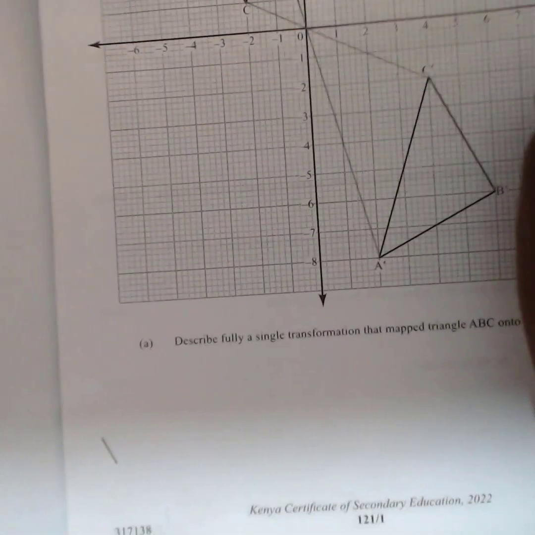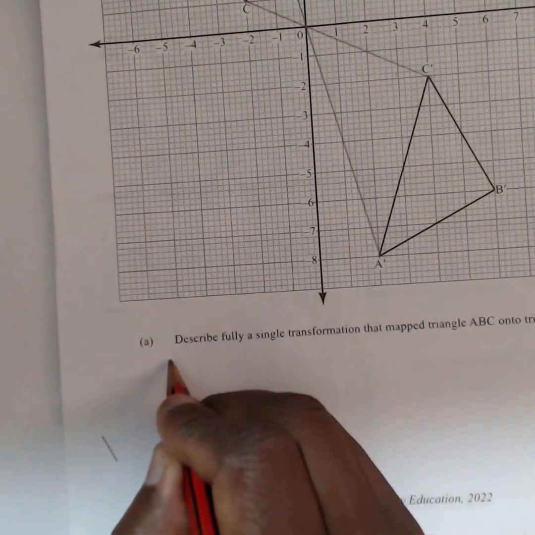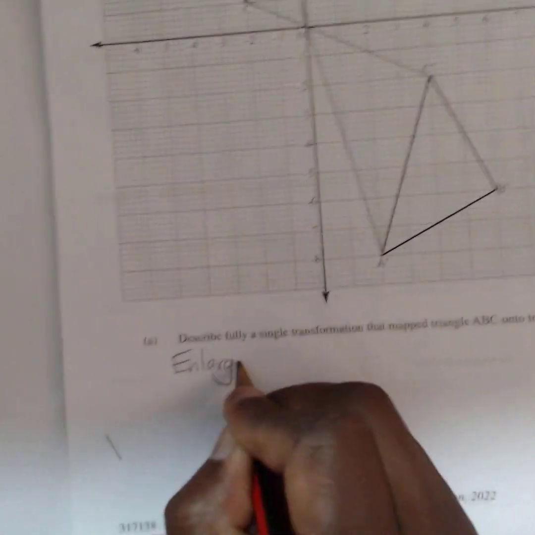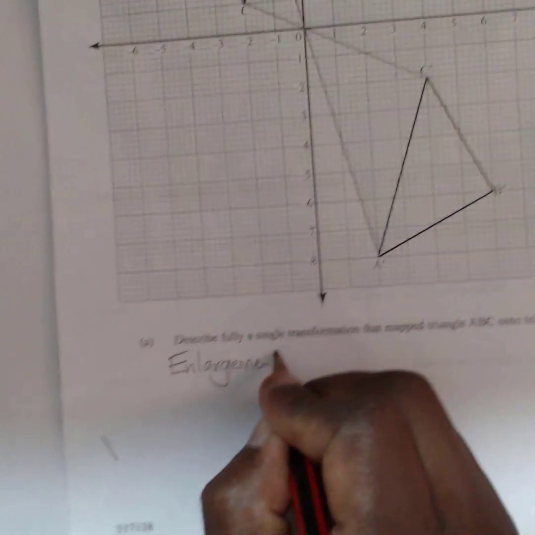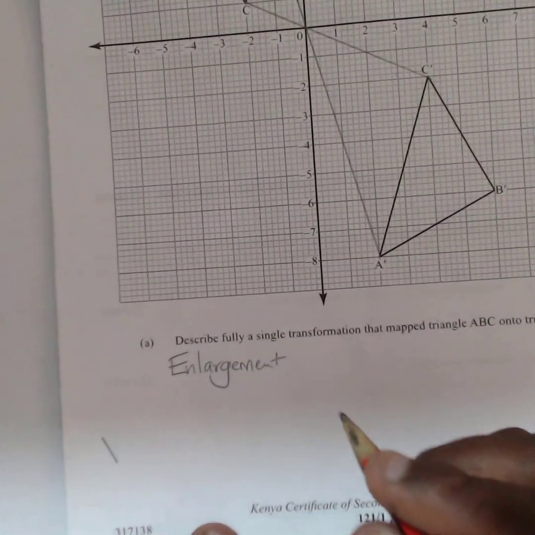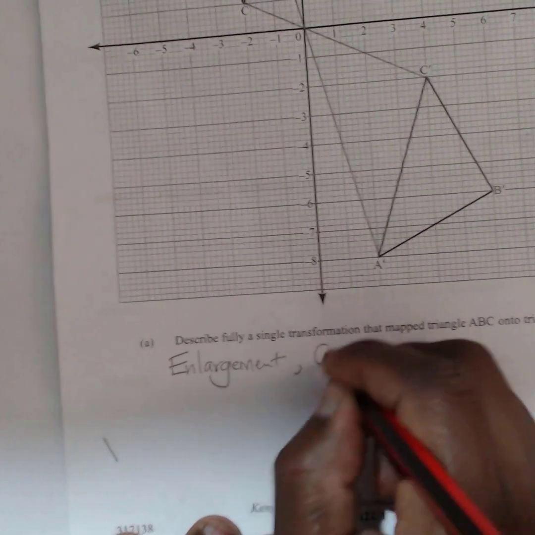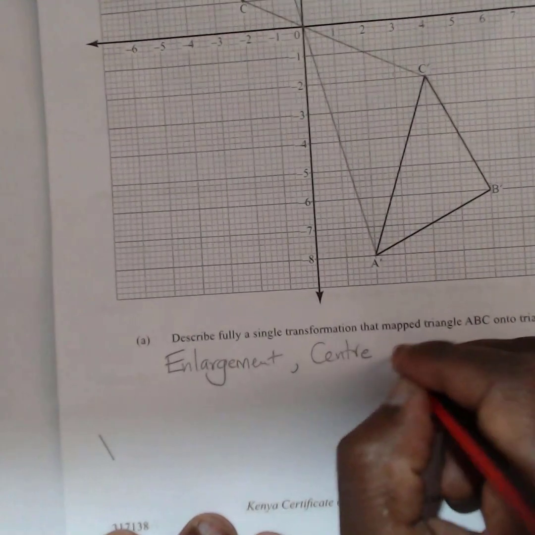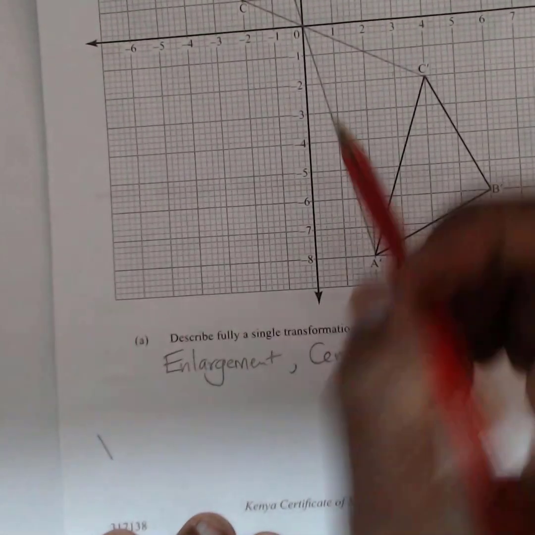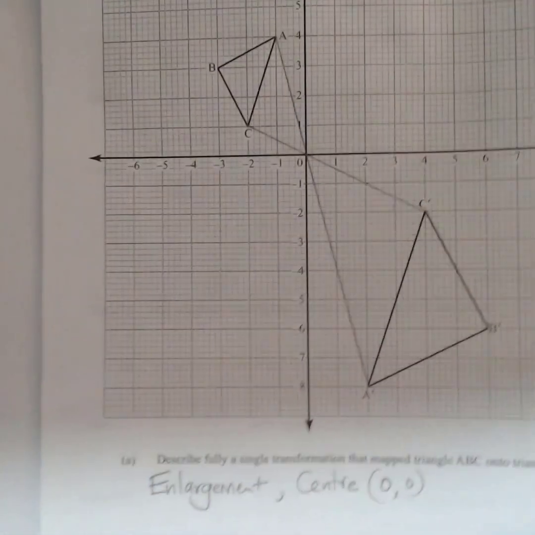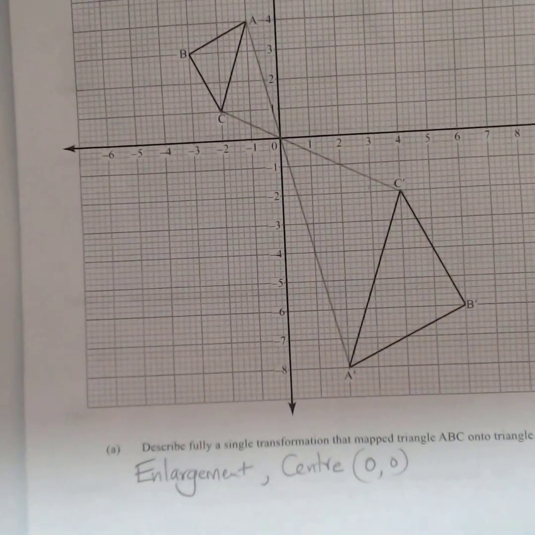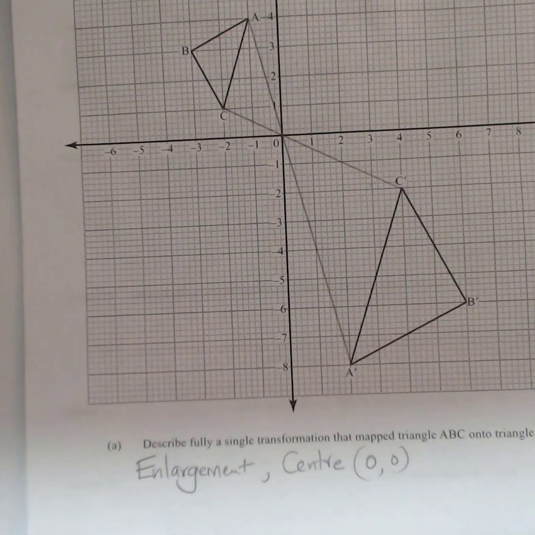So we've noted that this is an enlargement. The center is the origin. That is where the two lines are meeting. And then you need to get the scale factor of enlargement.